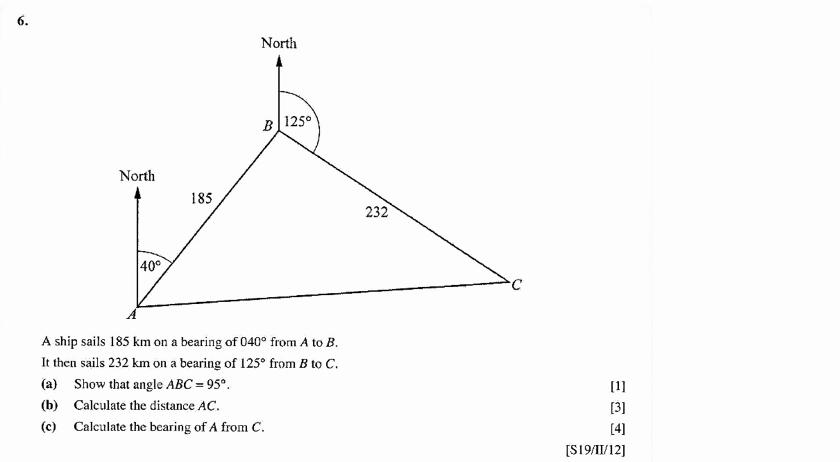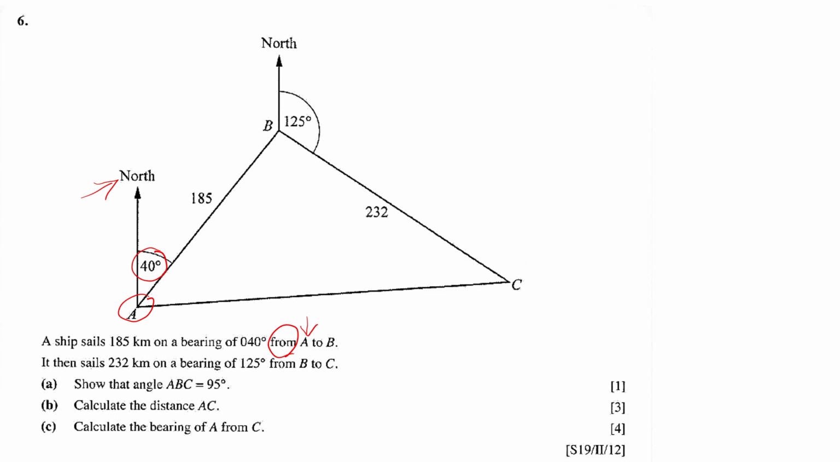Right, let's look at an examination question. We have three points here, point A, B, and C. A ship sails 185 kilometers on a bearing of 040 degrees from A to B. If you look at the diagram, the letter after the word from is A. At point A, we have the north direction drawn, so it's measured in a clockwise direction from the north. Therefore, this is 40 degrees.